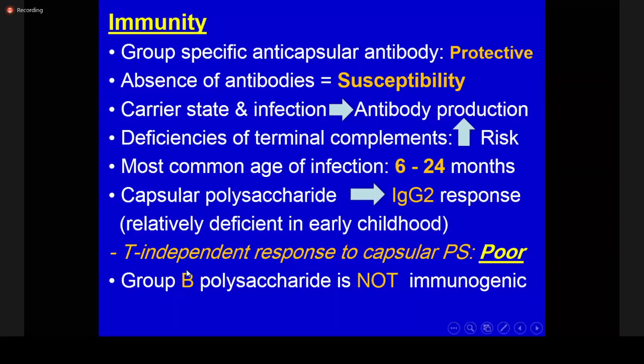Again, group B, which is prevalent in the Middle East, for example. We said there are 13 serotypes, A, B, and C, etc. Group B is not immunogenic. It has poor stimulation of the immune system. So, a factor is that children are usually not mature enough to produce IgG2, and also group B Neisseria meningitidis is not immunogenic, and there will be a poor T-independent response against its capsule.